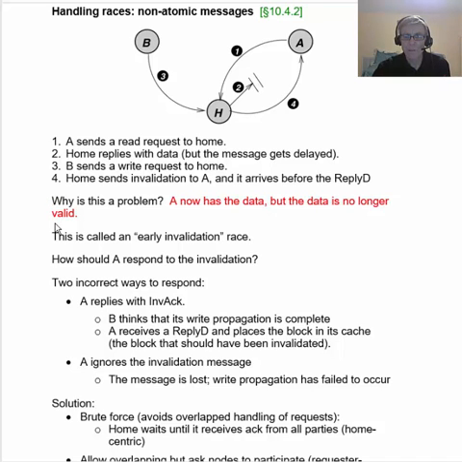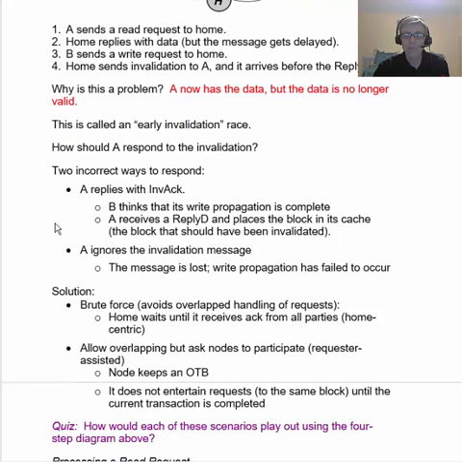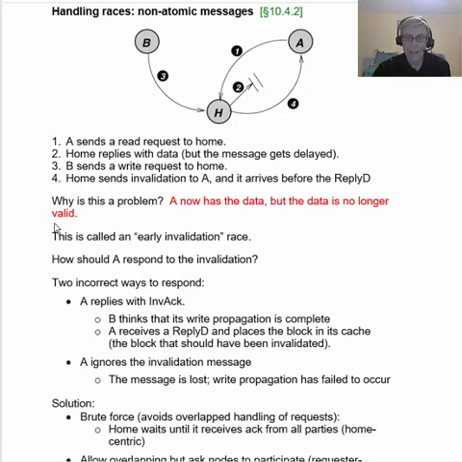So there are two possible solutions to this. The first is brute force, where the home waits until it receives all the acks that are outstanding. And the second is for the node to keep track of messages that are outstanding. It keeps an outstanding transaction buffer, and it does not process any requests to that block until the current transaction is completed. So now I've got a few questions to ask you about these scenarios, and let's scroll back to the diagram so you can see it while you answer.